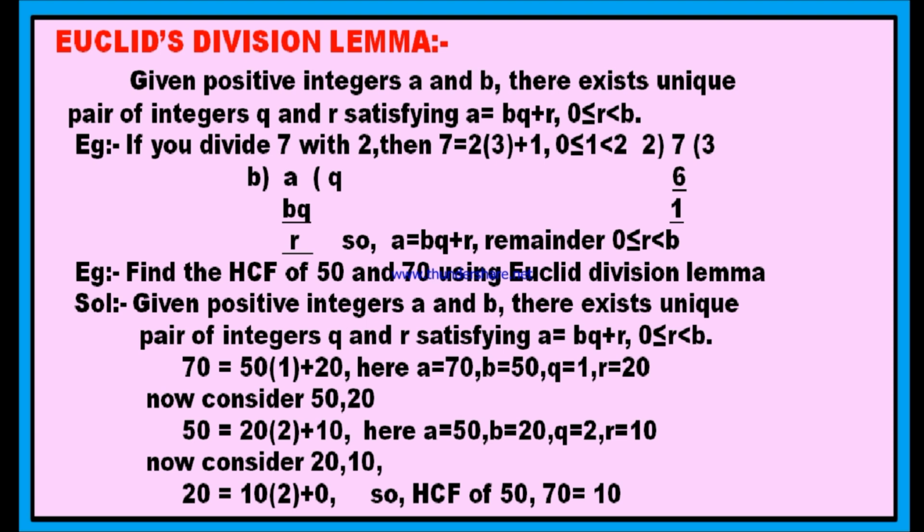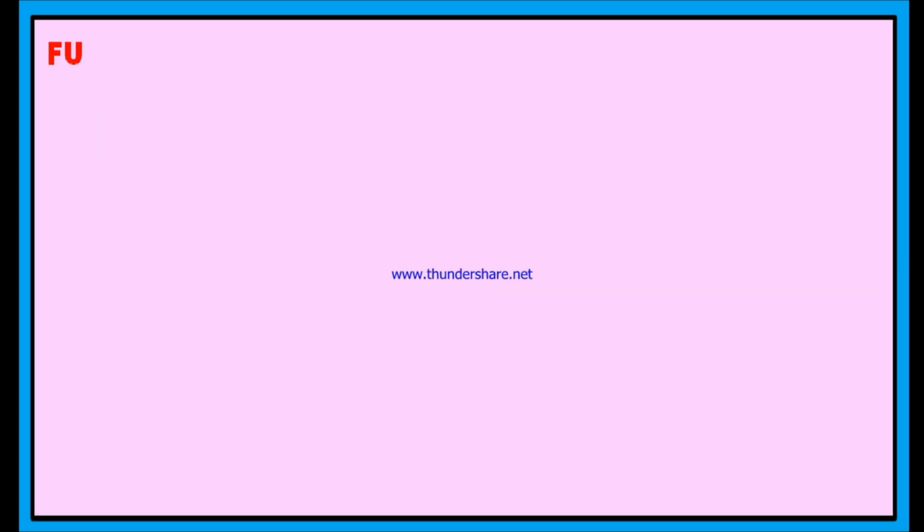Since the remainder is 0, in this case, what is the divisor? At the step of getting 0 in the remainder place, what is the divisor? Divisor is 10. Since the divisor is 10, the HCF of 50 and 70 is equal to 10. In this process, you have to find the HCF of two numbers using Euclid's division lemma.